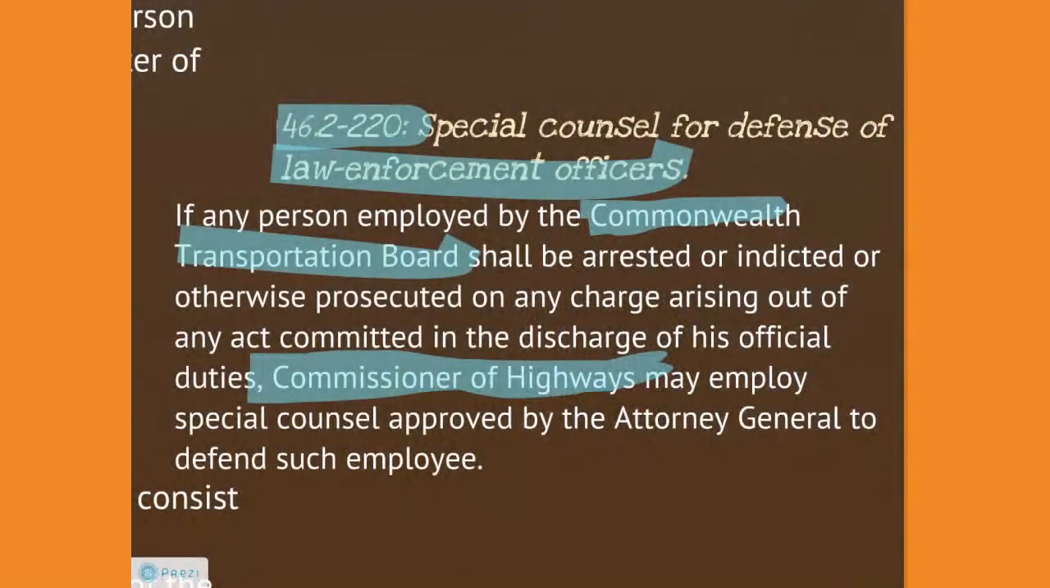So this is just to show you: when I say section, this is the section, this is the catch line, this title up here, and this is example text of some laws.